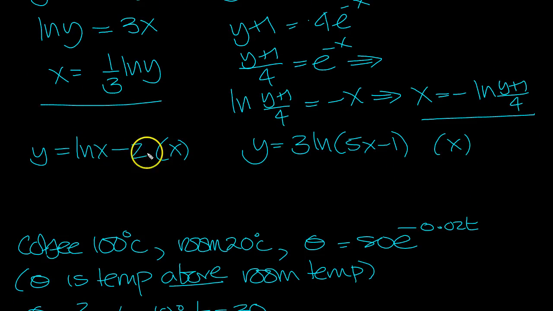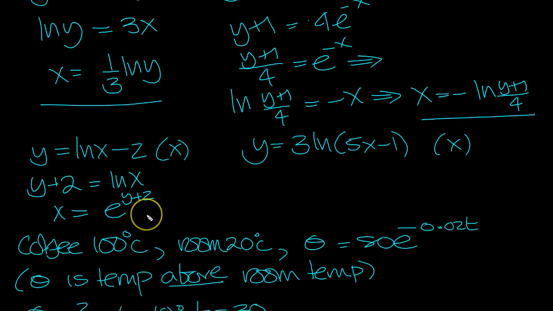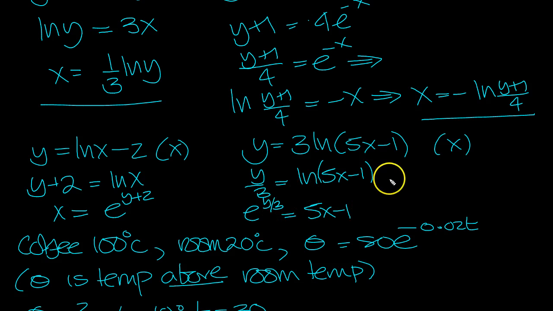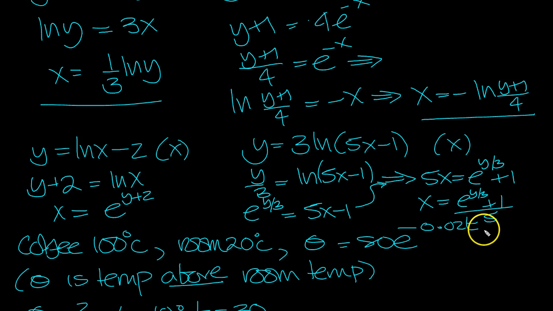Next one, make x the subject, so bring the 2 over, y plus 2 is equal to ln x. Unwrap the log, so the base e swings up, hits this stuff in the air, e to the y plus 2. Next one then, move the 3 down, y over 3 is equal to ln of 5x minus 1. Now we can unwrap the log, e to the y over 3 is equal to 5x minus 1. Move the 1 over, so 5x will be left on its own. That will equal e to the y over 3 plus 1. Then divide by 5. So it's e to the y over 3 plus 1, over 5, is x there.